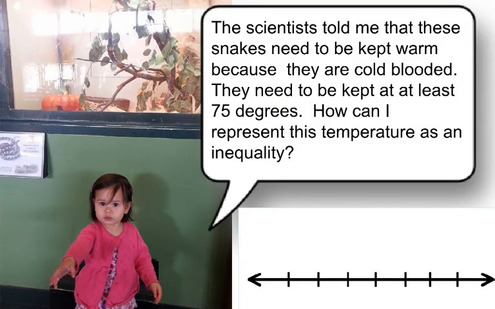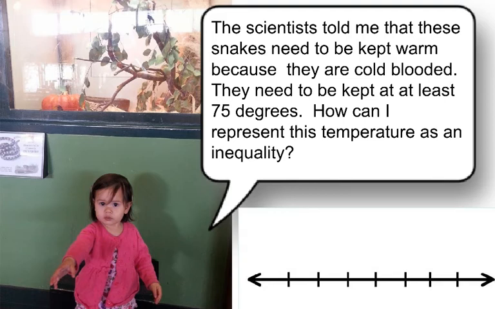Let's look at an example. So, Layla went to the museum. The scientist told her that these snakes need to be kept warm because they're cold-blooded. They need to be kept at least 75 degrees. How can we represent this temperature as an inequality?